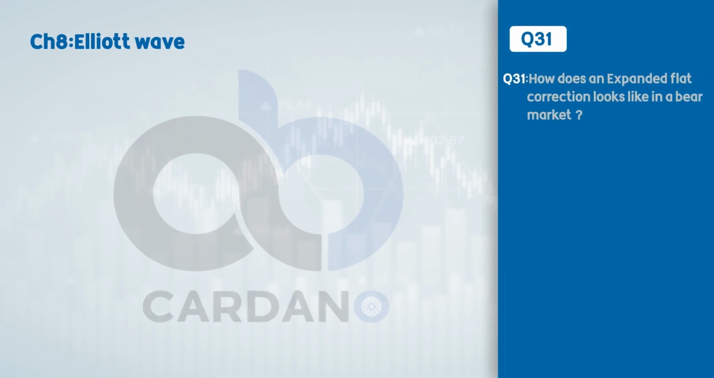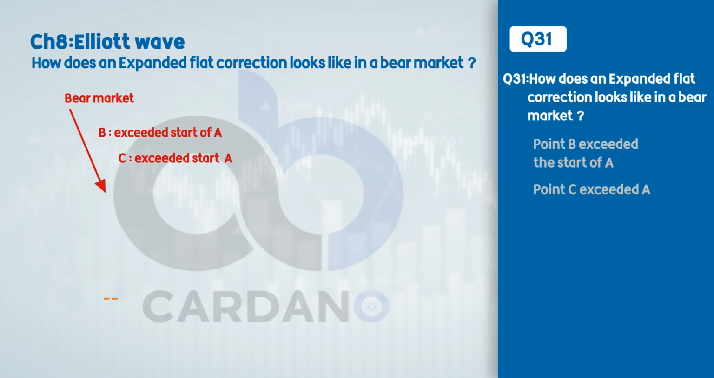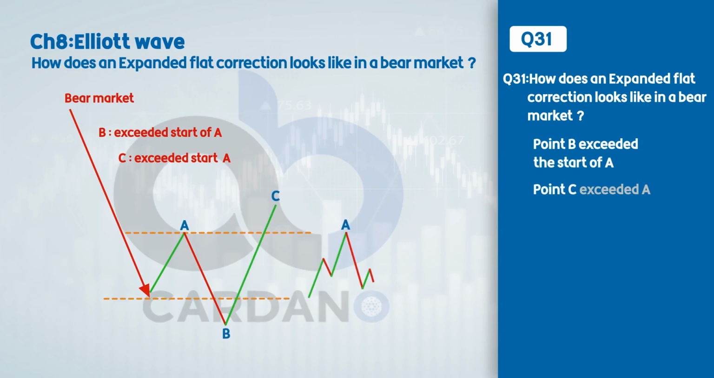Question number 31. How does an expanded flat correction look like in a bear market? The answer is, point B exceeded the start of A and point C exceeded A.